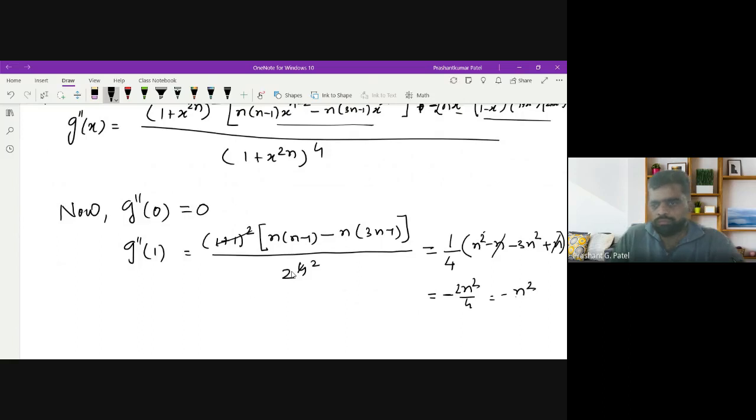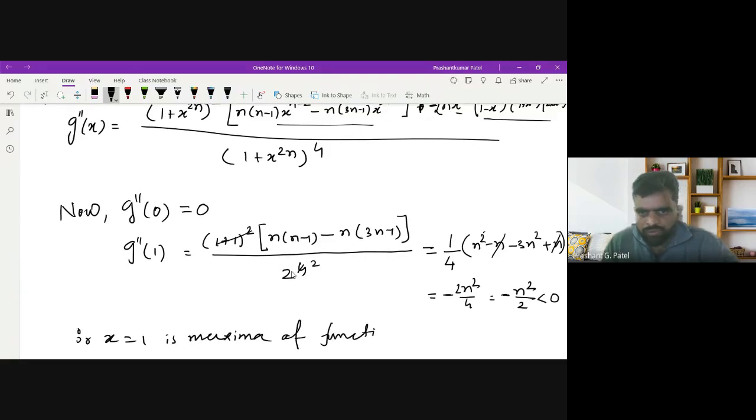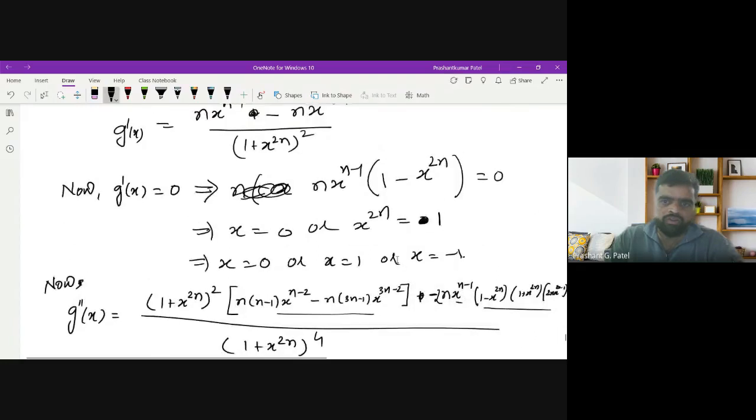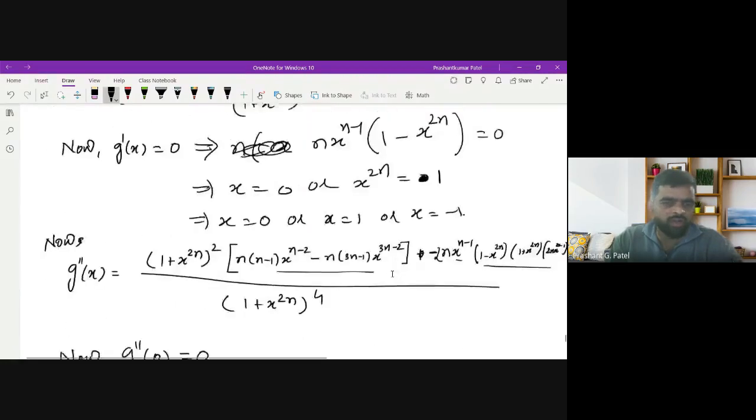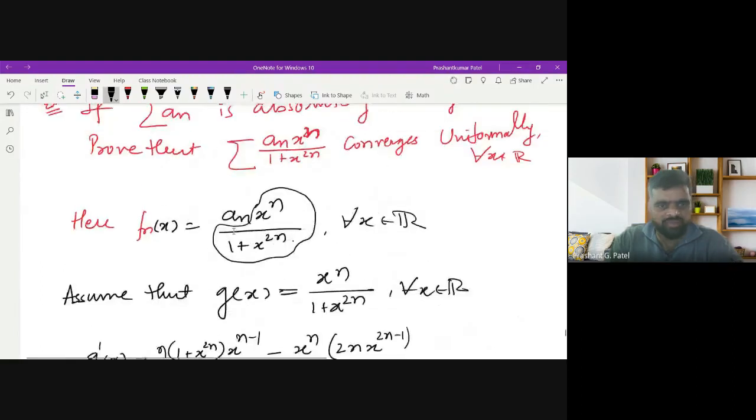Which is less than 0, which is negative. Hence we can say that x equal to 1 is the maxima of function g. The same behavior can be shown for minus 1, but we are not interested in that, because I want at least one value at which the function g is maximum. So this g function has a maximum value at x equal to 1.